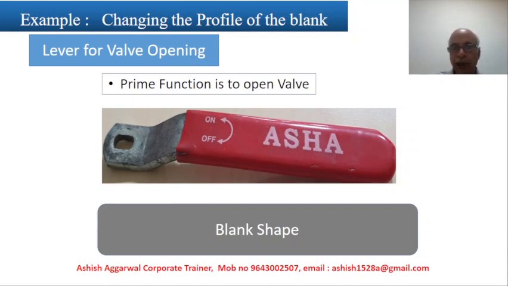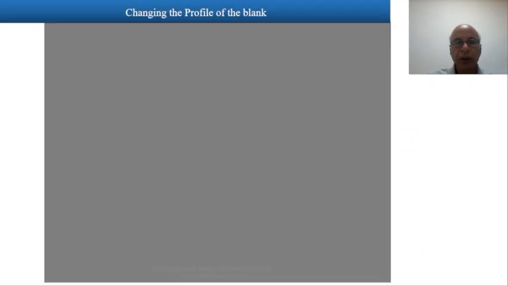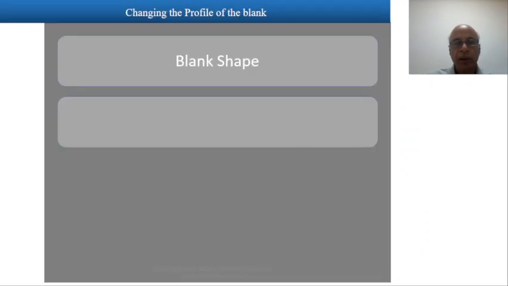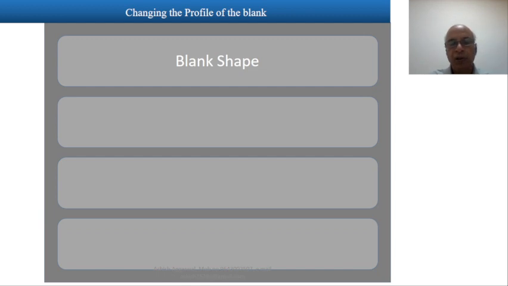So I'm sharing a layman example for better understanding of how to improve the product design to improve the yield. Suppose in this example you can see there is a lever. The prime function of this lever is to open a valve. So we have the existing design of this valve opening lever. The blank shape will be like this, as shown in the picture. If we are making blanks from this strip, this will be the configuration of scrap.